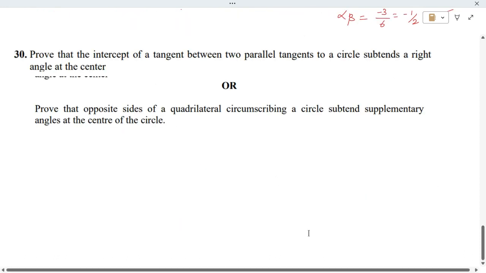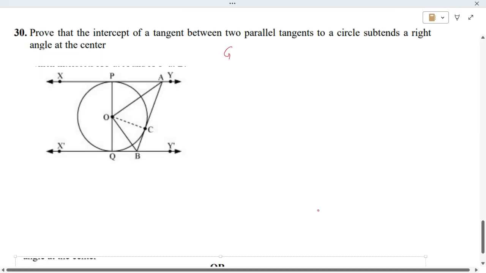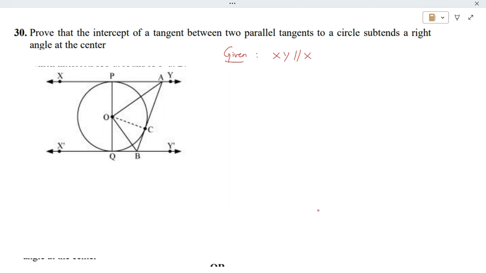Question number 30 is an internal choice question, and let's solve the first question of question number 30. Let's write the given. So I know that two parallel tangents are XY, that is parallel to X prime Y prime. Okay, and these two are tangents, right?